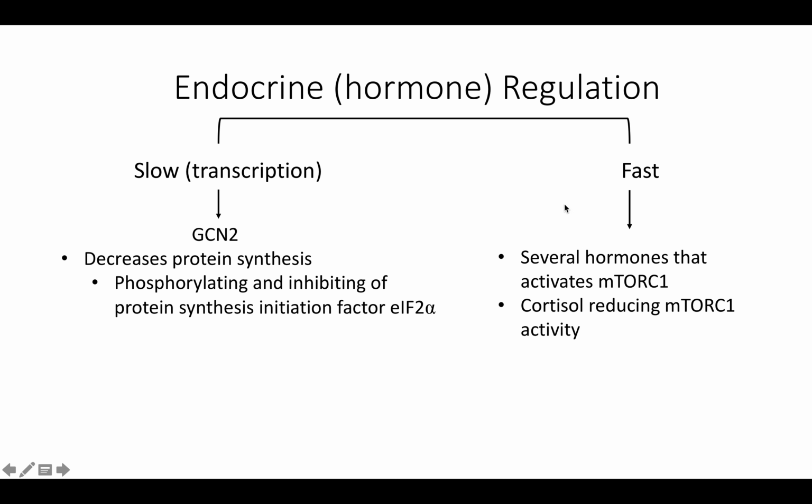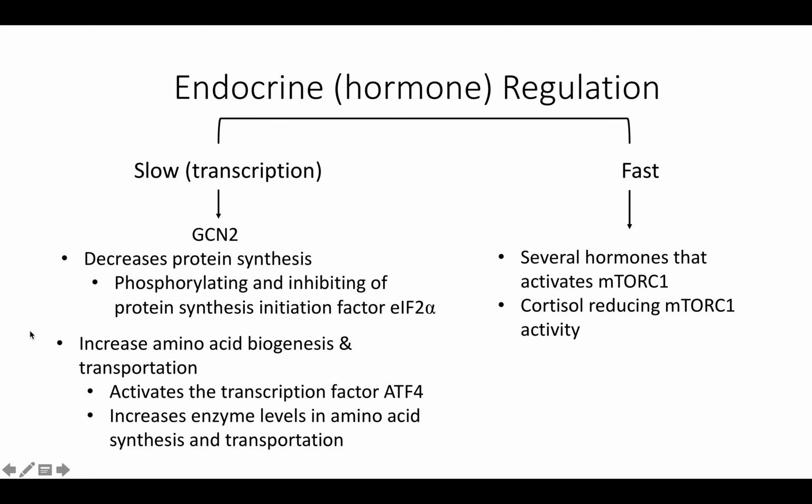So looking a little bit more closely into the GCN2 activity, we said that it decreases protein synthesis, and it does that by phosphorylating and inhibiting the initiation factor EIF2 alpha, and therefore inhibiting protein synthesis. And it increases amino acid biogenesis and transportation by activating a transcription factor called ATF4. And this increases the enzyme levels involved in amino acid synthesis and transport.